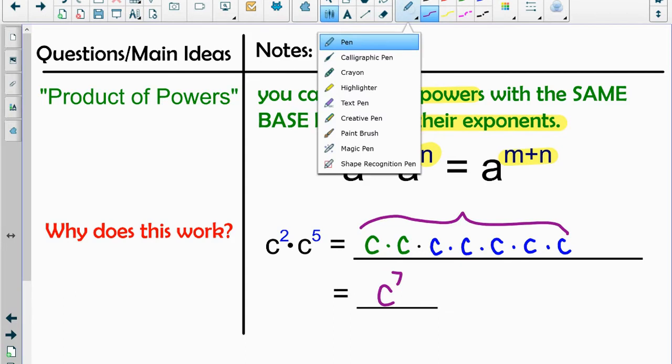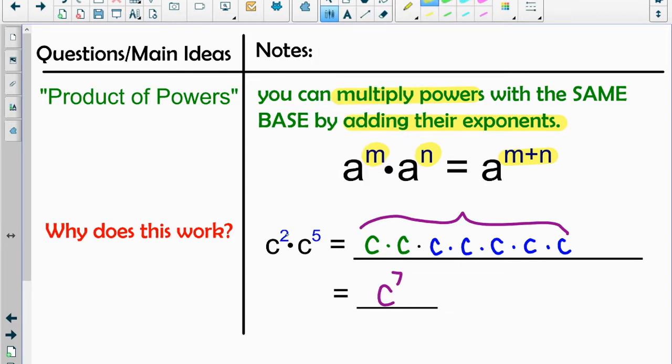So for my shortcut, we're noticing that the exponent tells me how many of those c's are being multiplied together. So to count a total number of those factors just means to add the exponents. 2 plus 5 is 7, so it's c to the seventh power.